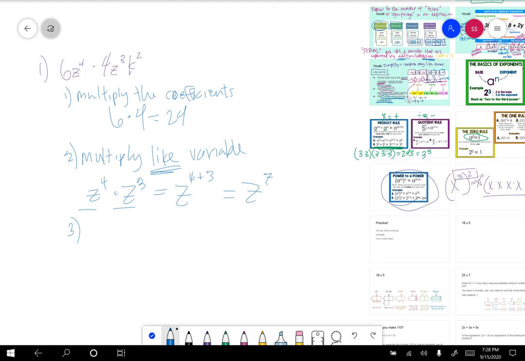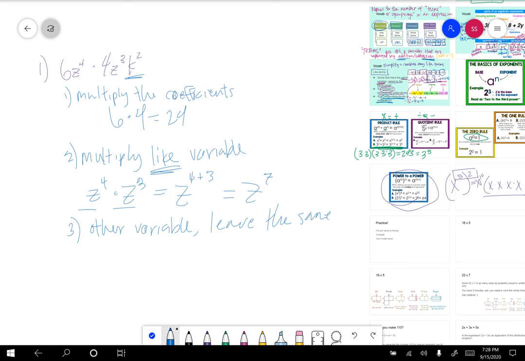The last thing I want to point out is any other variables that don't have a match that you're multiplying it by. So there's no other k's, right? That's the only k. You just leave it the same. So it's still going to be k to the 2nd.